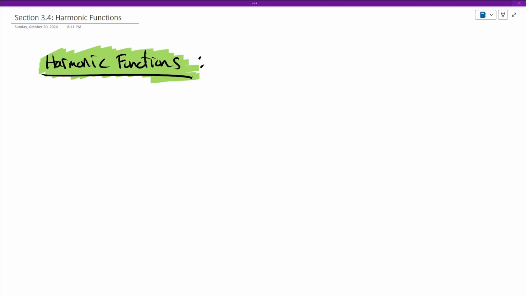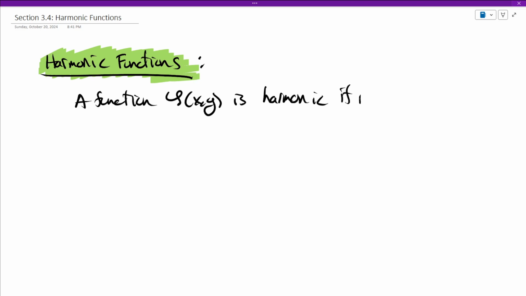Okay, so in section 3.4 on harmonic functions, we're going to start with just the definition, and then we're going to go in and start our examples. So a function of two variables is called harmonic if it solves Laplace's equation.